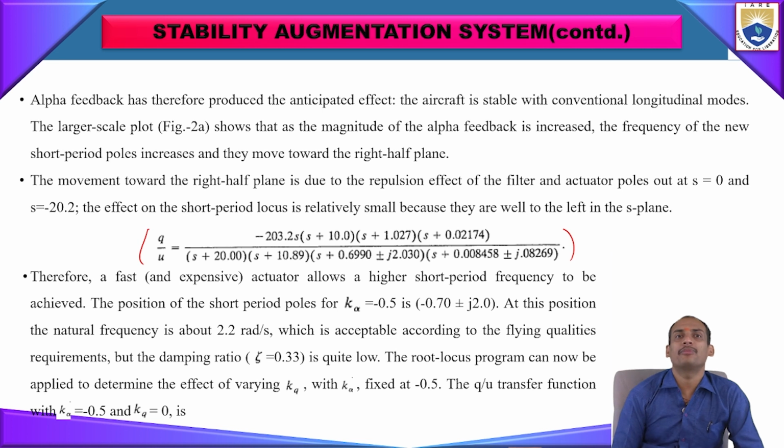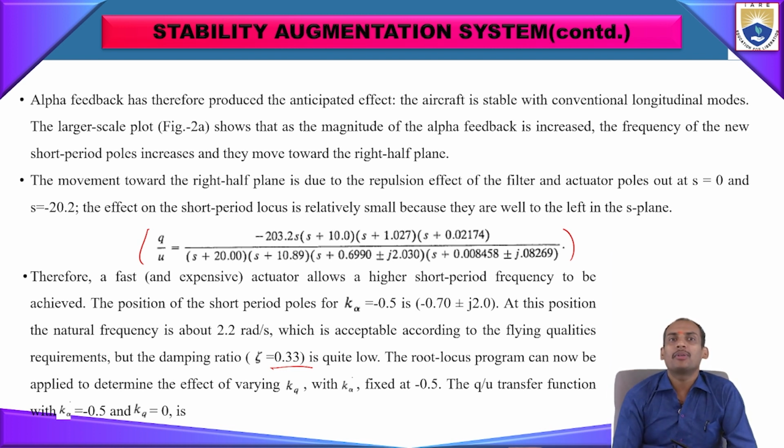The short period frequency we get from the above transfer function will be high. So the position of the short period poles for K alpha = -0.5 will be the complex pair -0.7 ± j2. At this position, the natural frequency is about 2.2 radians per second, which is acceptable according to the flying quality requirement. But the damping ratio is showing 0.33, so it is somewhat quite low.